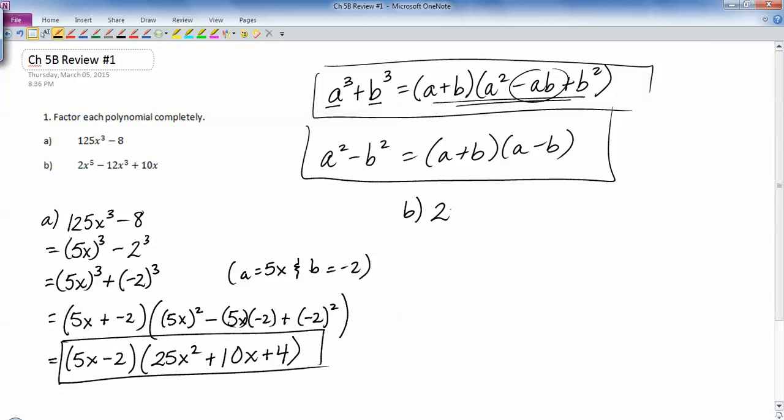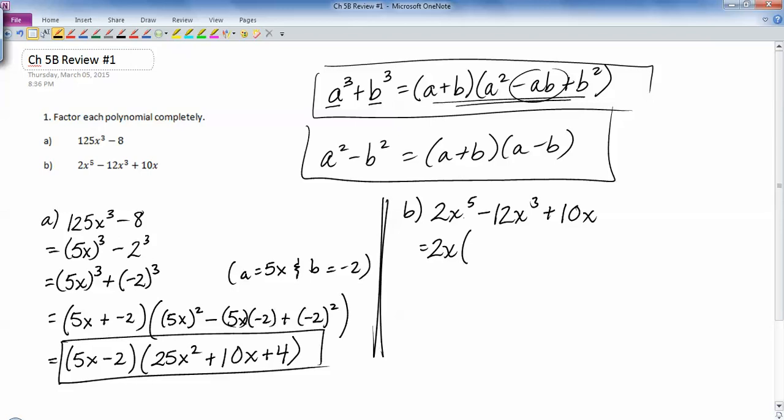For B, let's take a look at B. B is 2x to the fifth minus 12x cubed plus 10x, and we need to factor that. The first thing you can hopefully see is whether you can take something out of all three terms. And you can take a 2x out of everything.